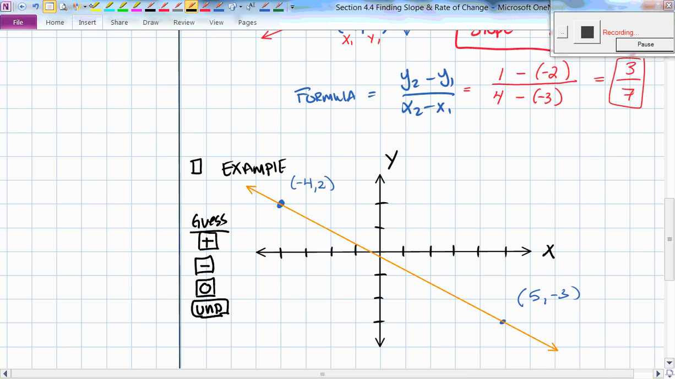And I put little boxes around there. So is that slope positive? Is that slope negative? Is the slope 0 or is that slope undefined? Go ahead and make a little choice. Make a little guess.